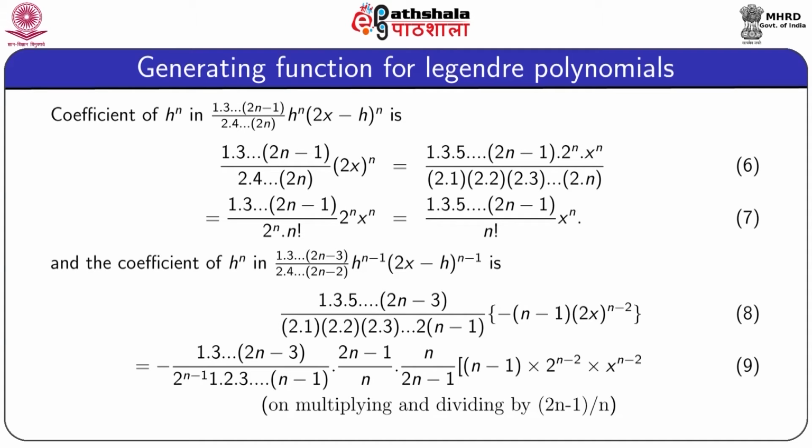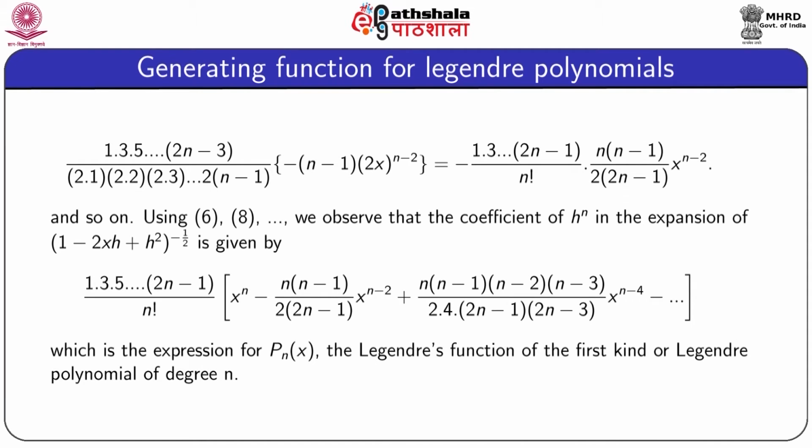Hence, we have to consider the next term, which is minus (n minus 1) (2x) whole to the power n minus 2, and hence if you multiply that by h to the power n minus 1, that term contains an h, and after simplification gives h to the power n. Hence, the coefficient of h to the power n in the expansion is given by equation 9. If you simplify equation 9 on multiplying and dividing by 2n divided by n, you arrive at equation number 11.